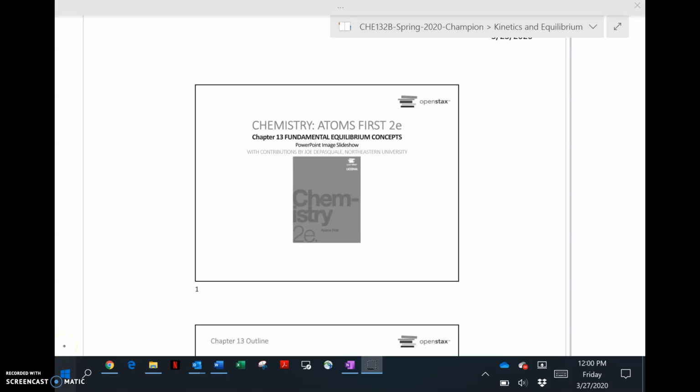Hi there. We're going to talk about our equilibrium unit. We're starting with the first bit of the equilibrium unit here in chapter 13.